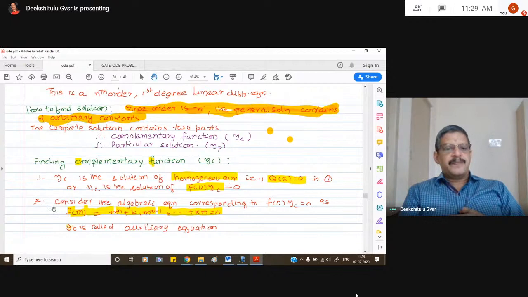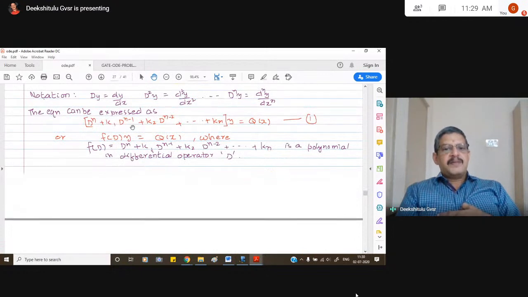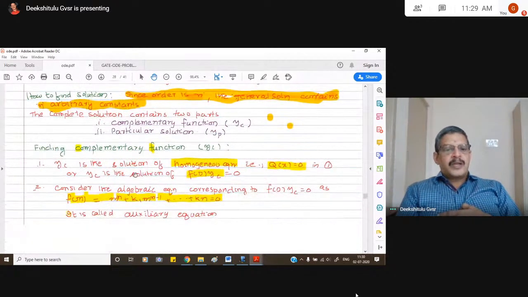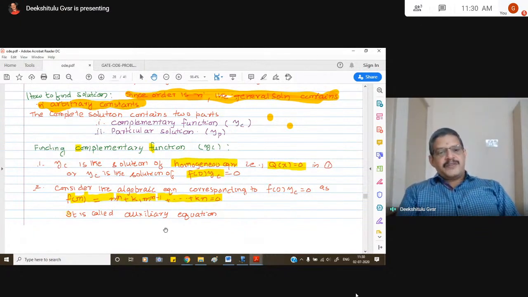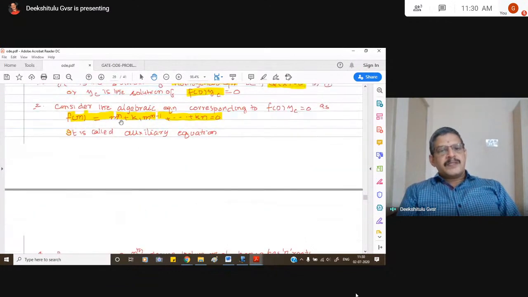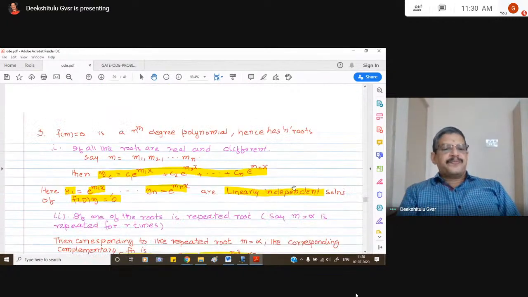This is an important point. Now this f of D is D to the power n plus k1 D to the n minus 1, and so on. Consider the algebraic equation corresponding to this f of D equal to 0, as f of m equal to m to the power n plus k1 m to the n minus 1. Whatever polynomial we have in f of D, you write it as f of m. We call it an algebraic equation or an auxiliary equation. Because it's an nth degree polynomial, every nth degree polynomial has n roots. We know that.